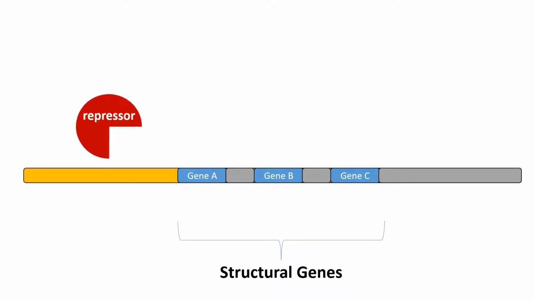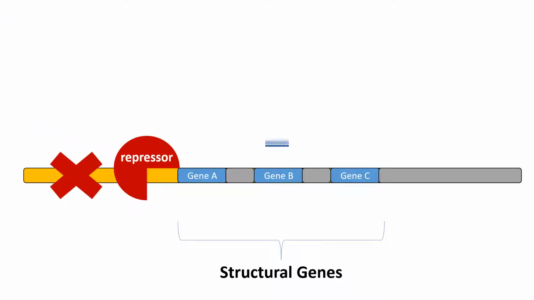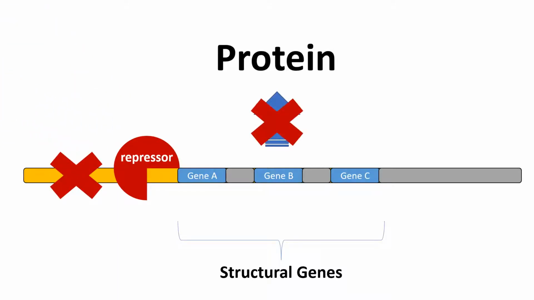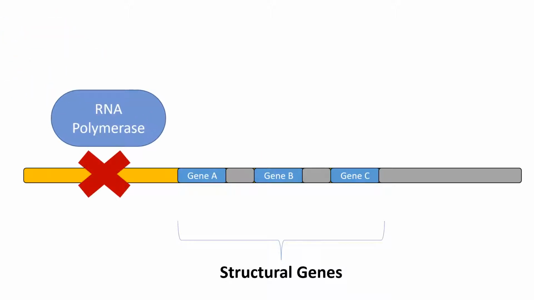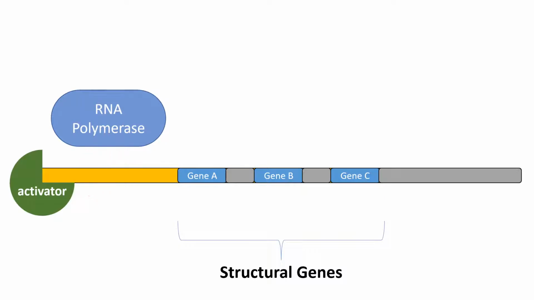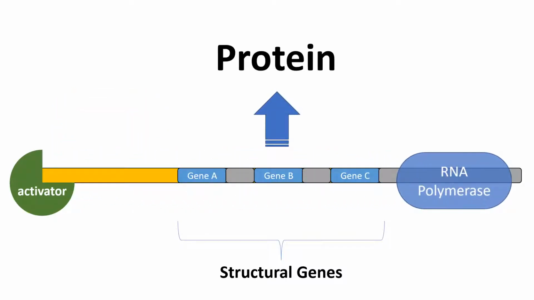For instance, if a repressive protein binds to the DNA which blocks the binding site for RNA polymerase, then the genes will not be expressed. On the other hand, sometimes the RNA polymerase cannot bind to the DNA by itself and instead needs the help of an activator protein which allows the RNA polymerase to bind and promote expression of the genes.